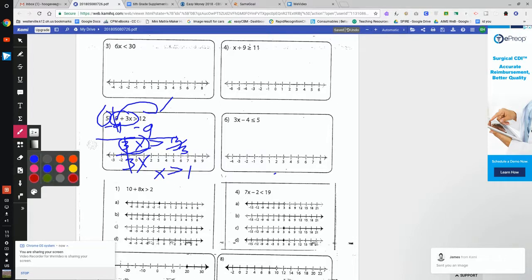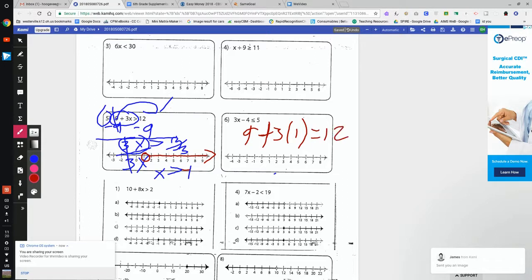So again, I need to find an open dot on 1. Look at the way my arrow is pointing. The point's there, so it's going to the right. So again, just to check it, if I add 1 in for x, so if I have 9 plus 3 times 1, and I change this to an equal sign, equals 12. 3 times 1 is 3. 9 plus 3 is 12. So that's one way to check it to make sure you got it right.